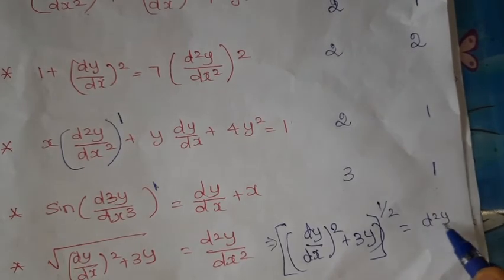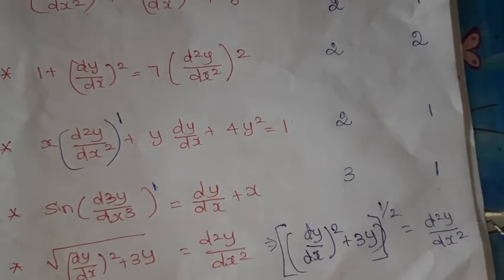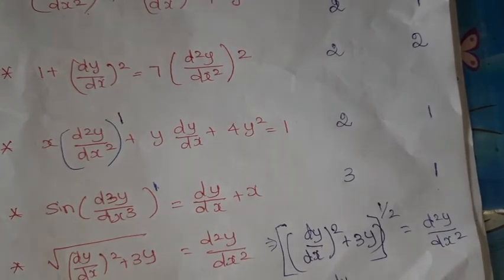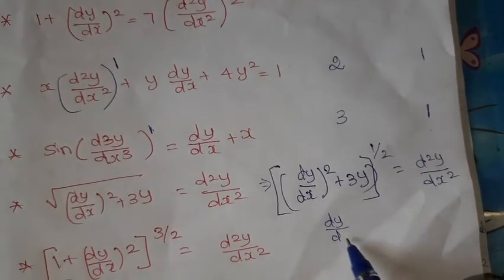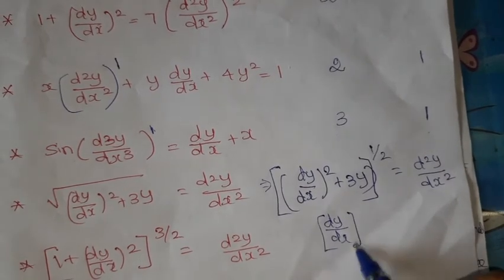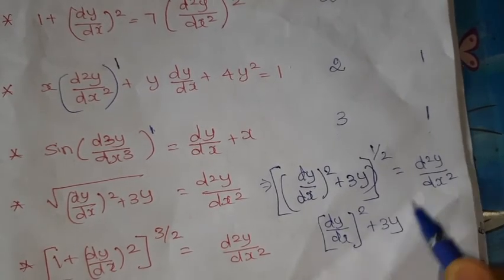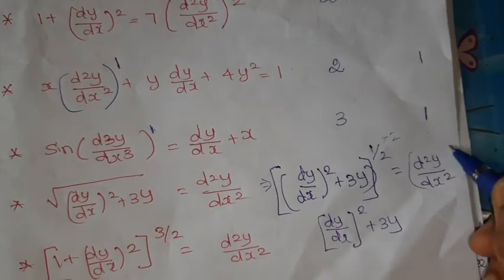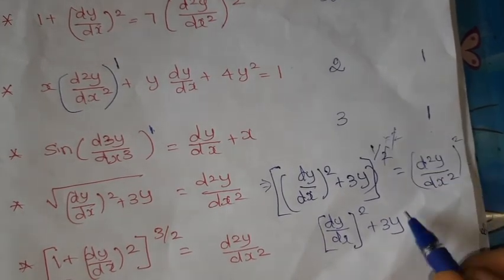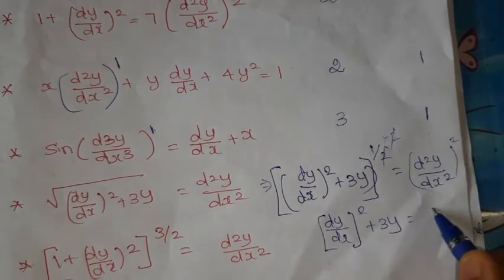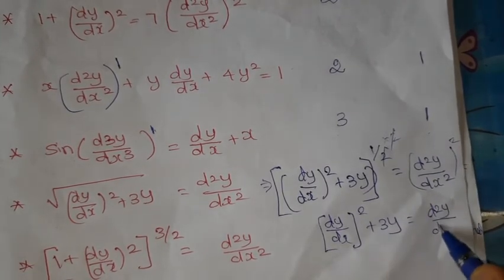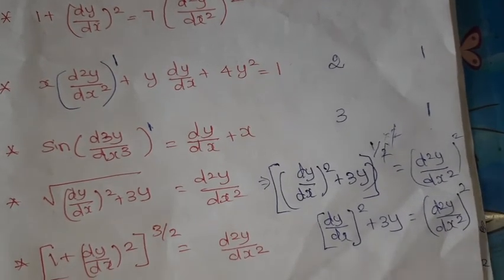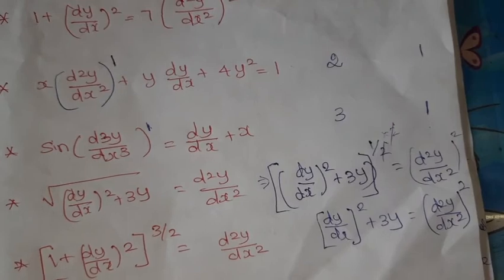Here d squared y by dx squared. So how can we eliminate it? Square on both sides. What will we get? (dy by dx) the whole squared plus 3y squared. Square on both sides, nothing but square by square. What will we get? 2 and 2 get cancelled, it is a power of 1. Then (d squared y by dx squared) the whole squared. So now we have eliminated the fractional powers.